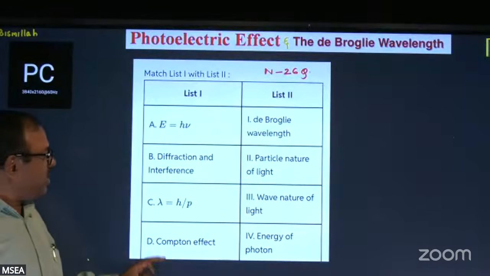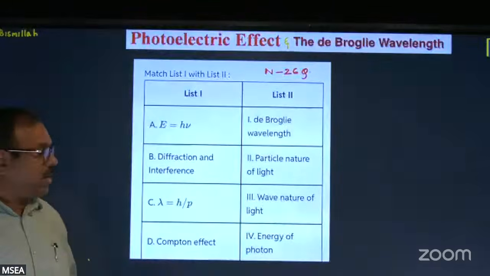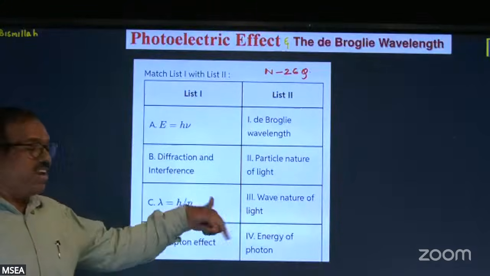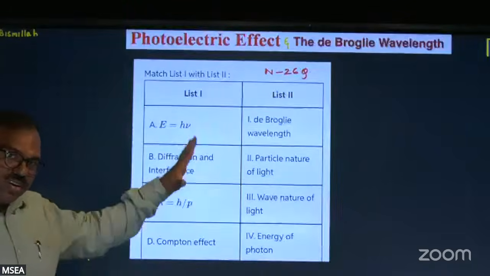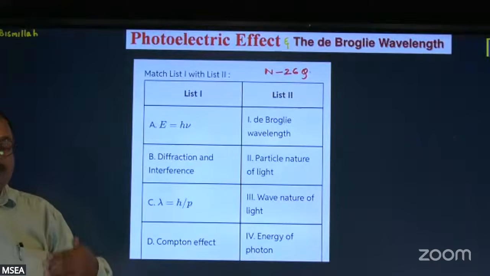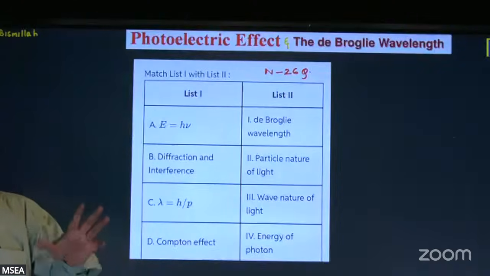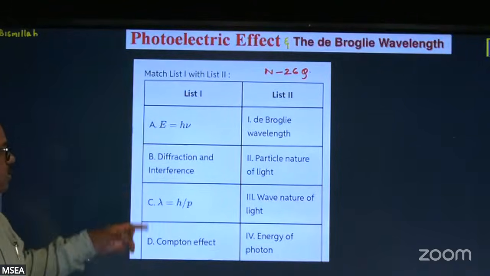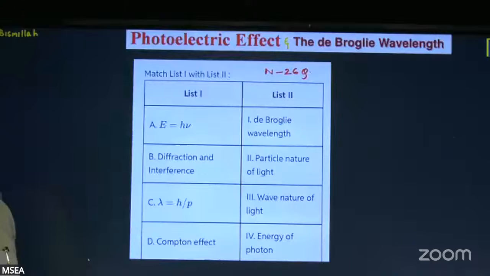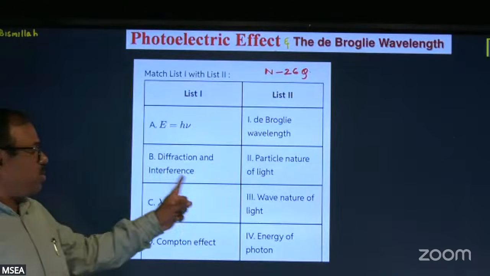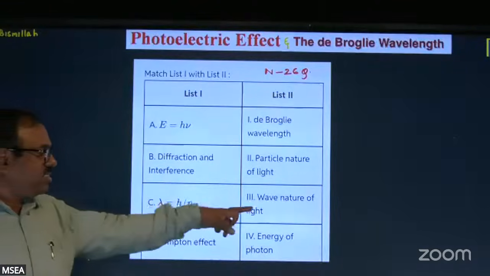First of all, let us take diffraction and interference. Does it support the wave nature or the particle nature? I don't want to discuss the previous question itself, but based on that, what they asked, what they are going to ask, and where we have to focus. One thing you have to remember: diffraction and interference support the wave nature.